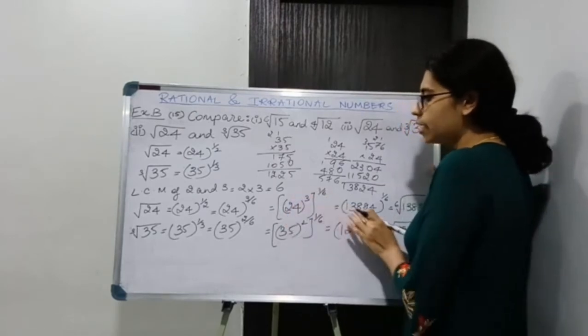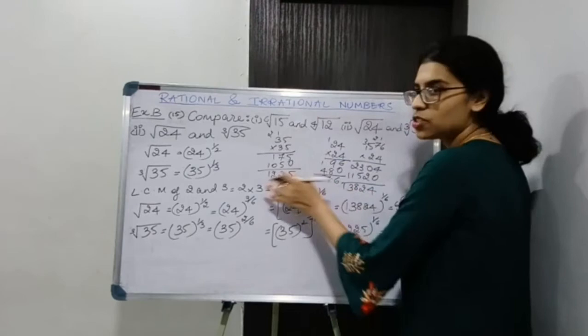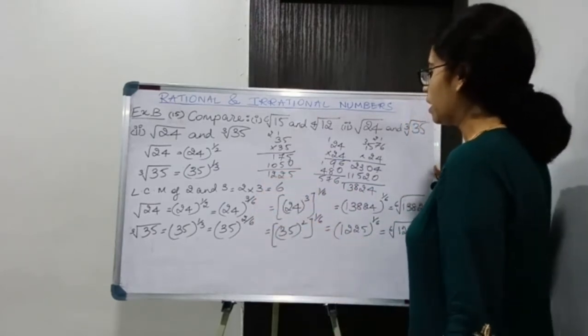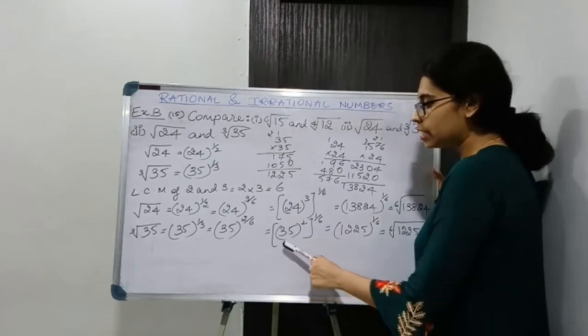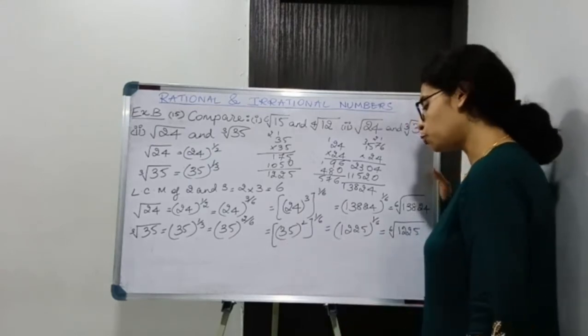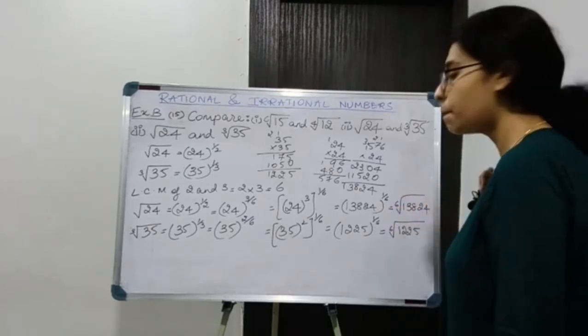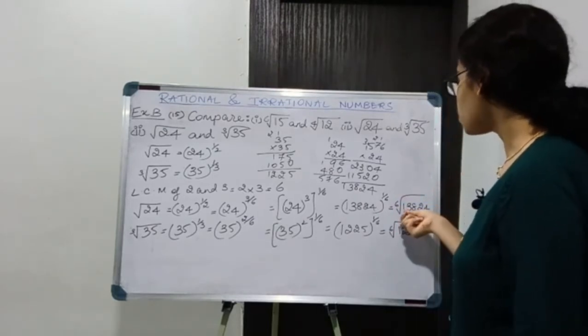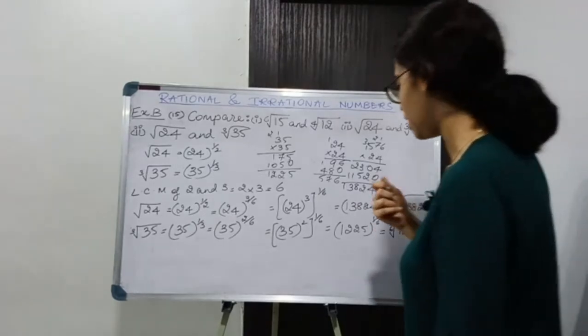Now I have calculated 24 cube and 35 square. I have skipped that part. You can just check the calculations. Now 24 cube is 13824 and 35 square is 1225. Now the power of both is the same, so now I can compare the two numbers. Of course 13824 is bigger than 1225.